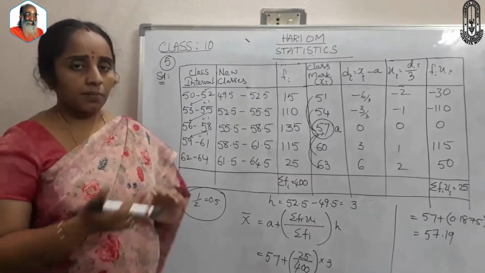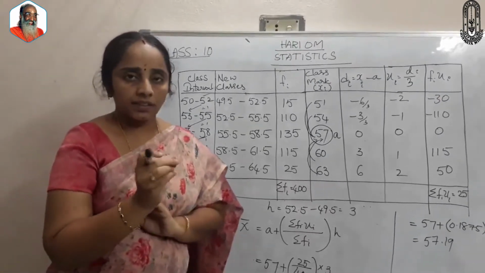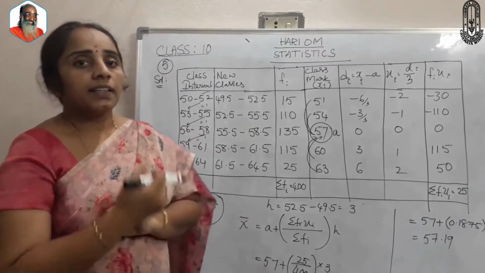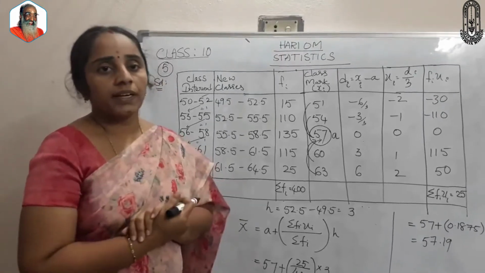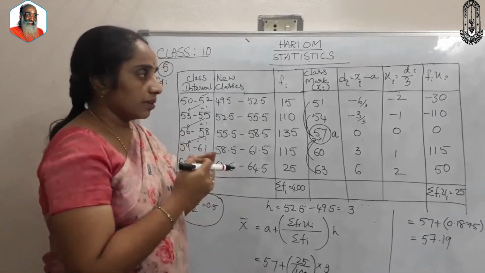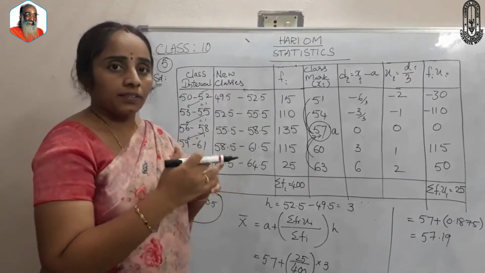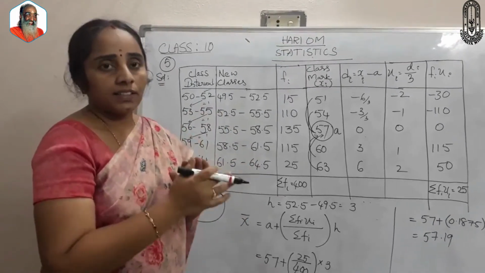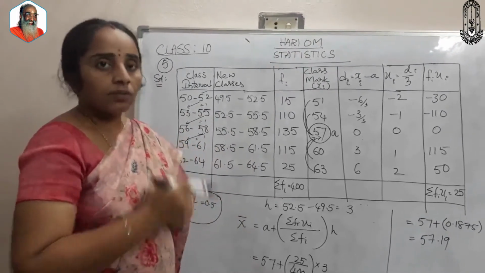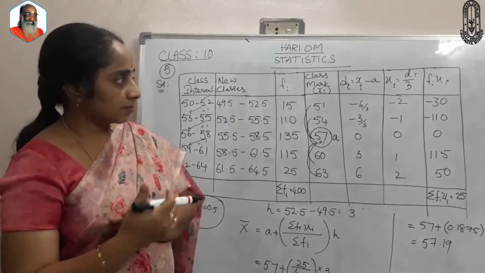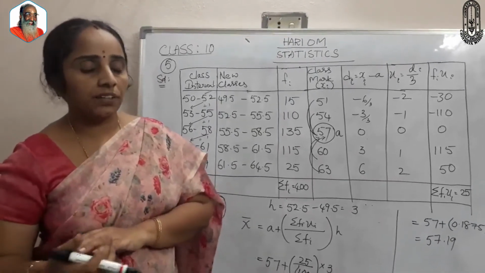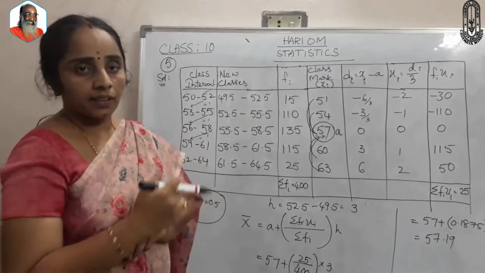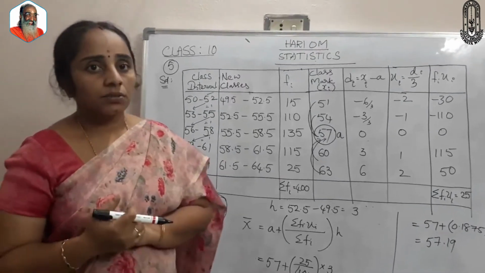Already we discussed mode for only ungrouped data. In ungrouped data, whatever value occurs most frequently is called its mode. Now, next, for grouped data also, we are going to calculate mode by using a formula. Next topic is mode.